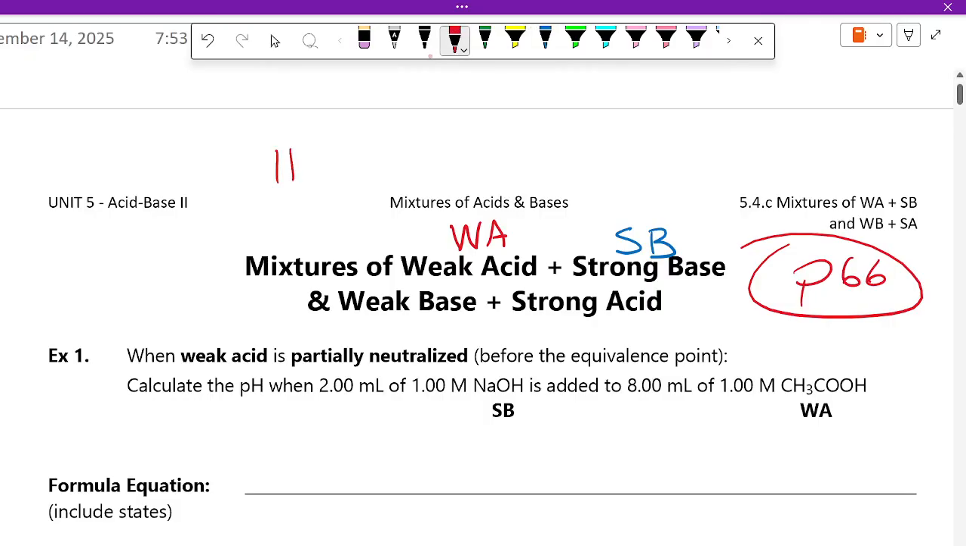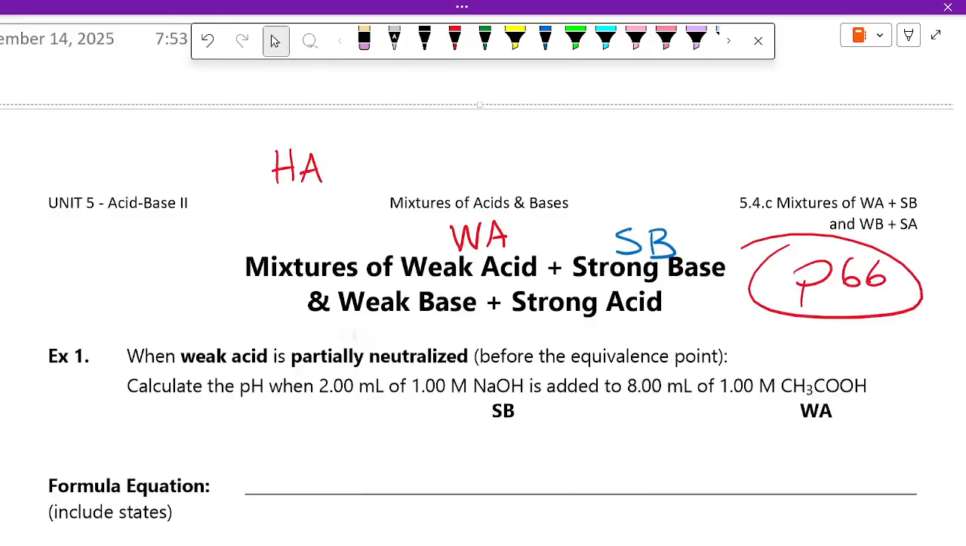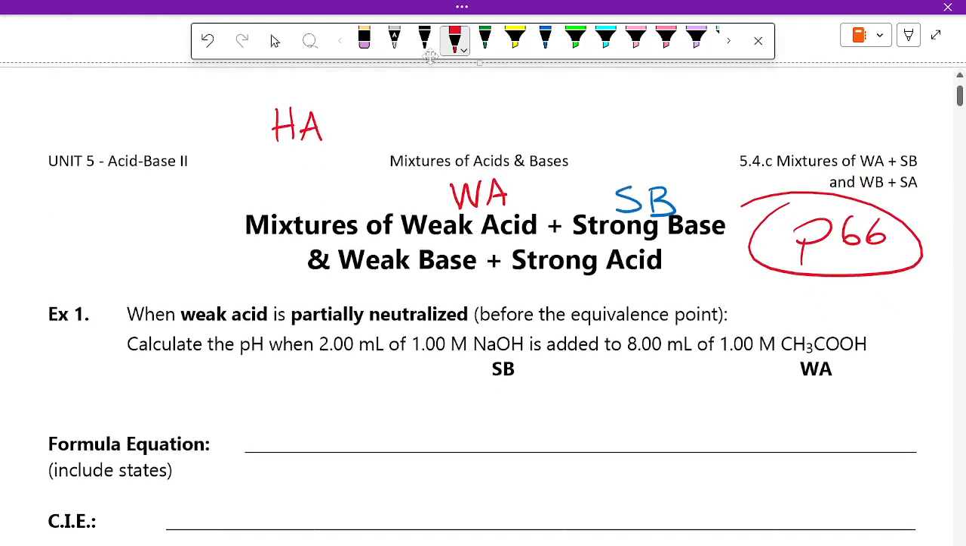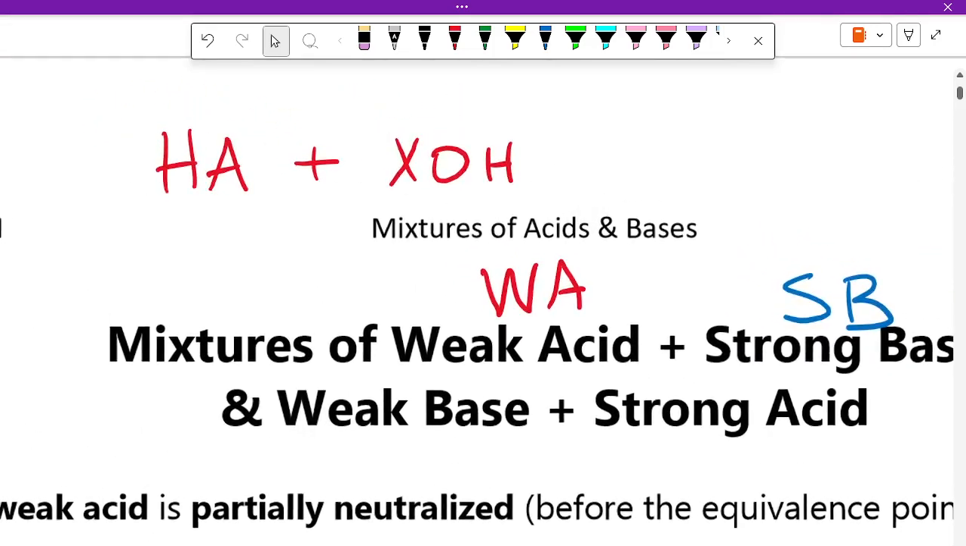Now, before we do anything, we can write it down up here. We have our weak acid, HA, plus XOH. That is our weak acid. That is our strong base. Am I going to have an equilibrium arrow here or a one-way arrow?